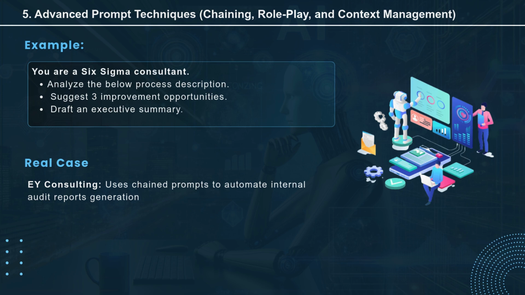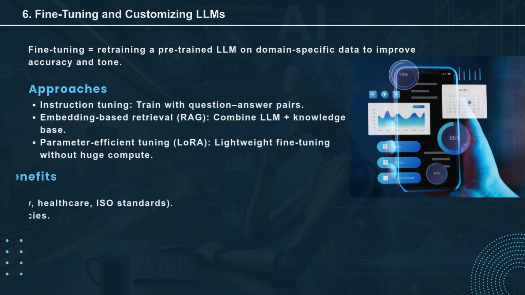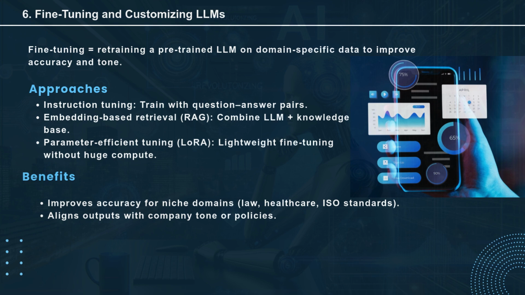speed and consistency. This slide explains fine-tuning, which means retraining an existing LLM with domain-specific data so it performs better in specialized tasks. Cover the 3 main approaches: instruction tuning, training on question-answer pairs to improve task following.